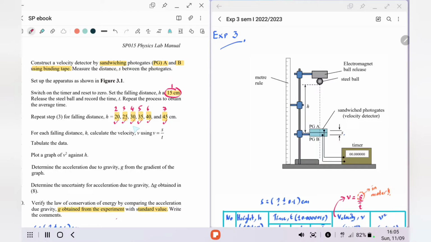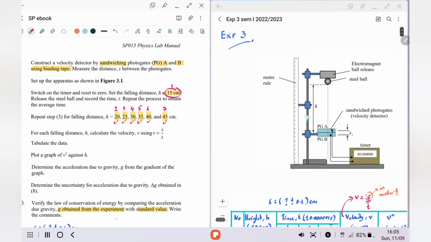1, 2, 3, 4, 5, 6, 7 readings there. So based on these 7 readings, we just complete the table, and then we just plot the graph. Okay, alright. So basically, what happened now? By increasing H, we just increase H from 15 to 20, 25, 30, 35, 40, and 45, isn't it?